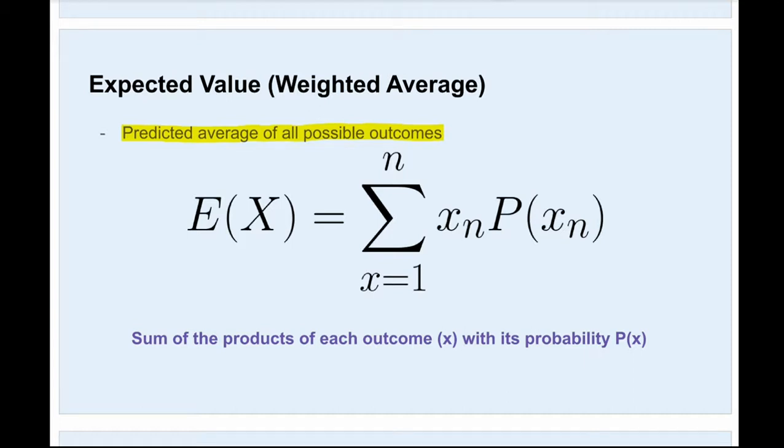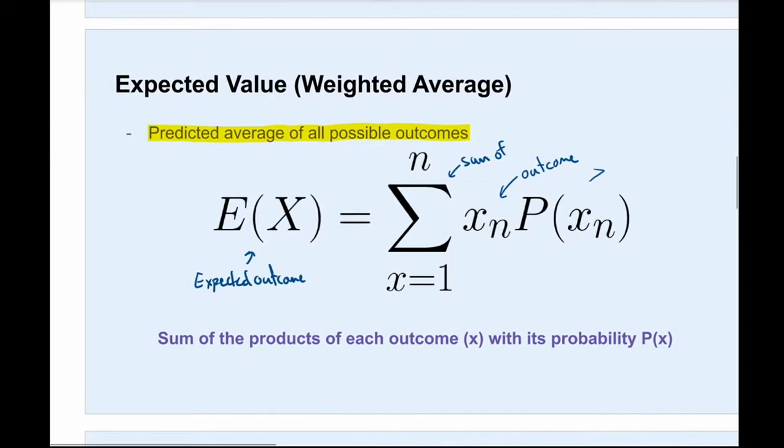So just to get some terminology, E(X) is basically just the expected outcome. This weird looking E is a Greek letter, sigma, that just means sum of. Don't worry too much about the n and the x equals 1. That's just saying for n number of outcomes starting at 1. x_n is basically outcome 1 or outcome 2, whatever it happens to be. And then P(x_n) is just saying the probability of x occurring.